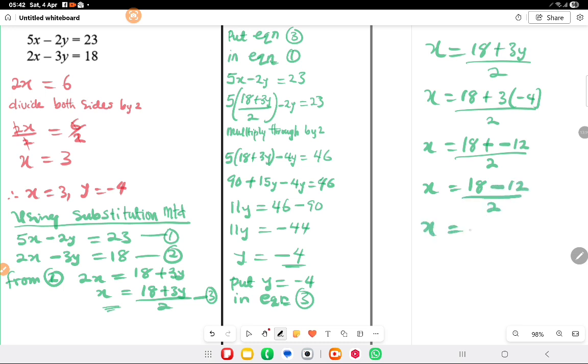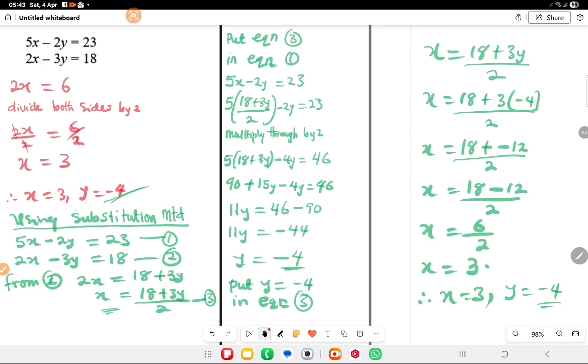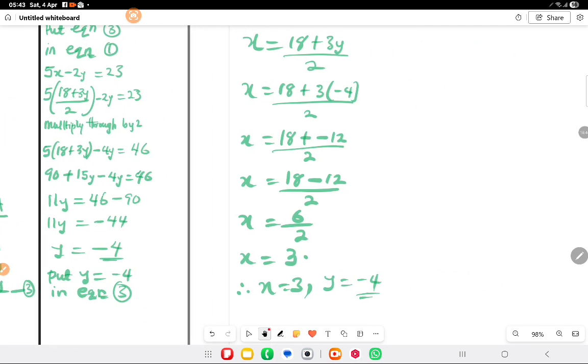x equals 18 minus 12 gives us 6 all over 2, and x equals 6 divided by 2 gives us 3. Therefore, x equals 3, y equals minus 4, which is the same answer as the first one we have. Then we are going to use another method called the matrix method.